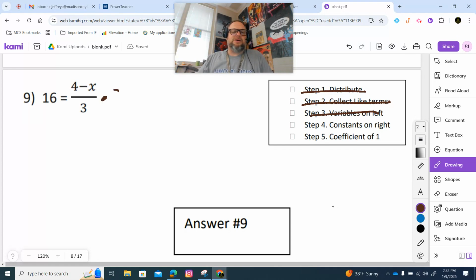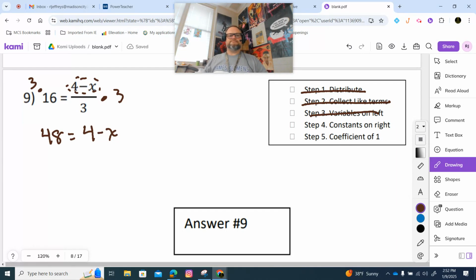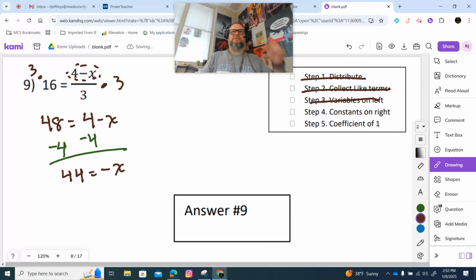We actually are going to multiply. All this is being divided by 3. So we multiply. Minus 4, minus 4. 44 equals negative x. Can you stop right here at negative x? No, because that's not a 1 in front of x. That is a negative 1.